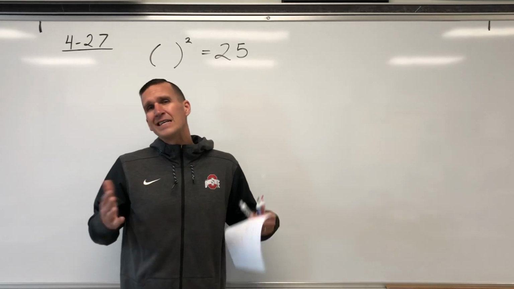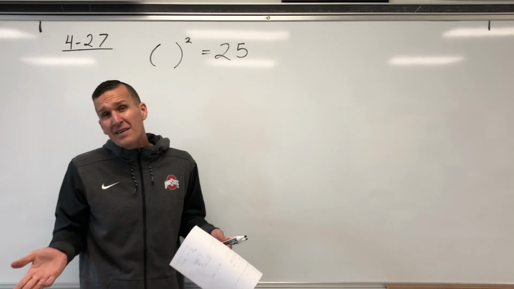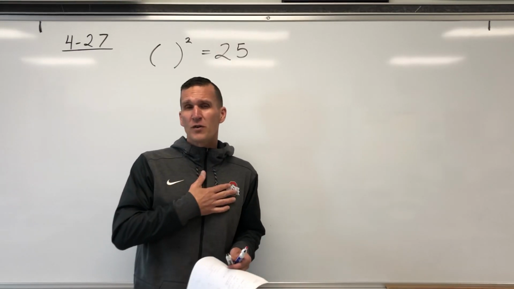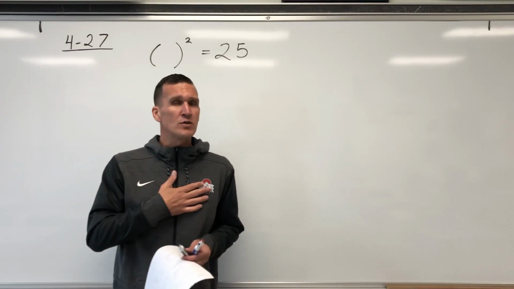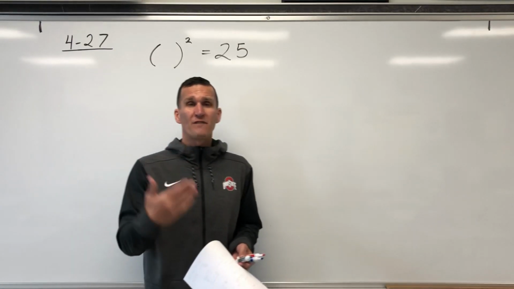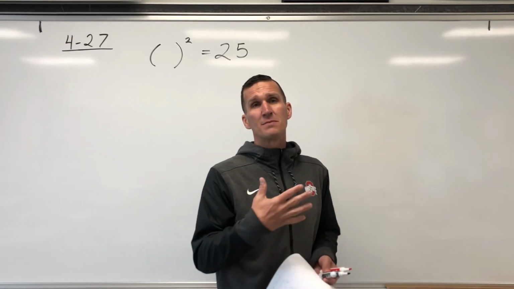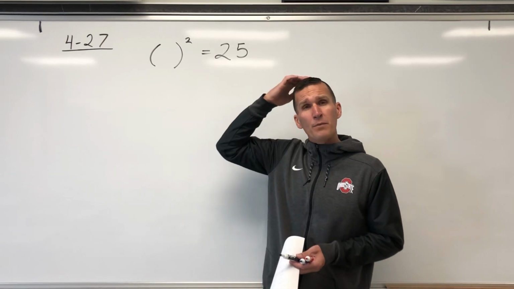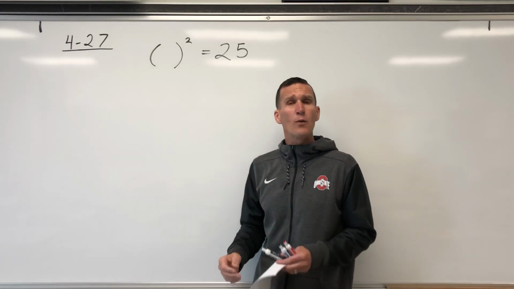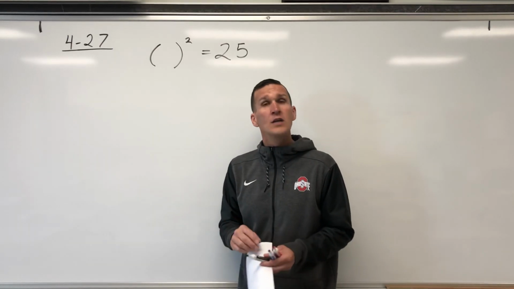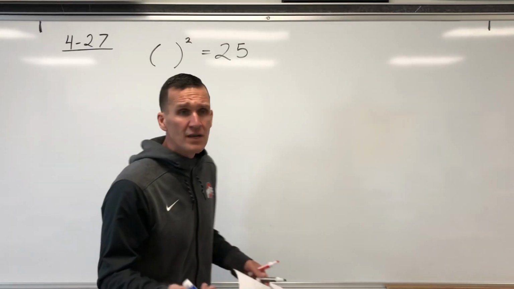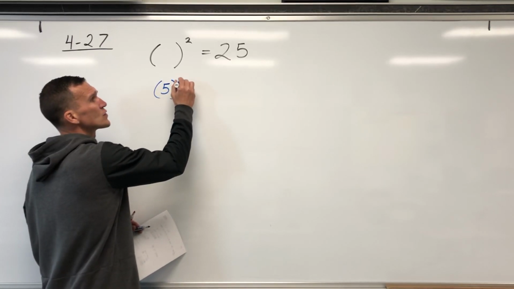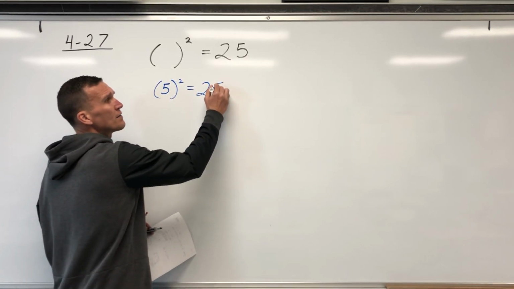And I go, kind of the answer, but if somebody asked for my full name, I wouldn't just say Brett. I'd have to say my first, middle, and last name because that is my full name. So whenever I say what's the answer or what numbers can make this equation true, I want the full answer. So yes, 5 does work. 5 squared equals 25.